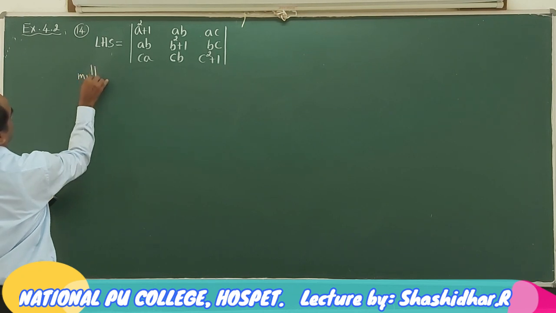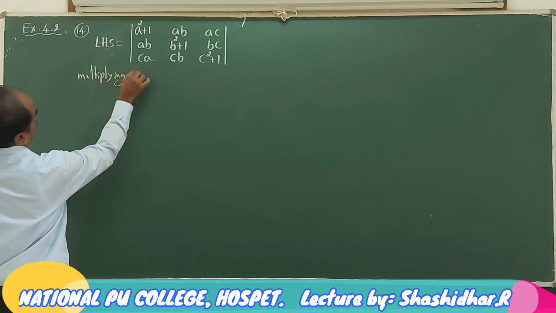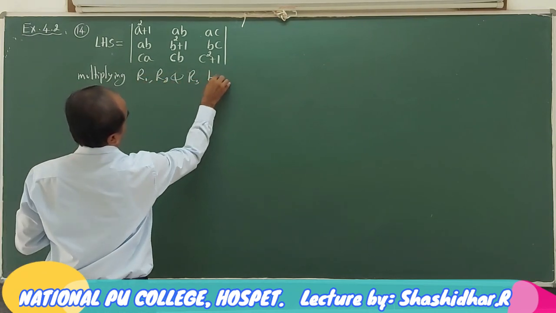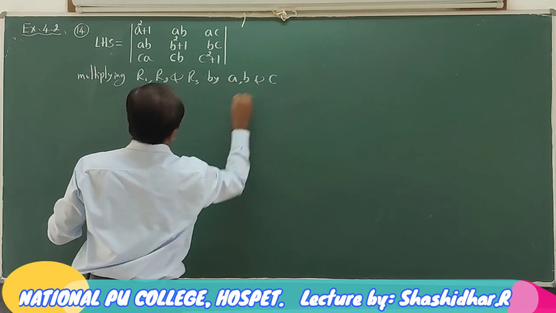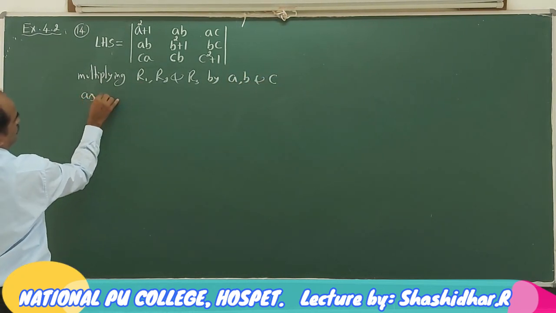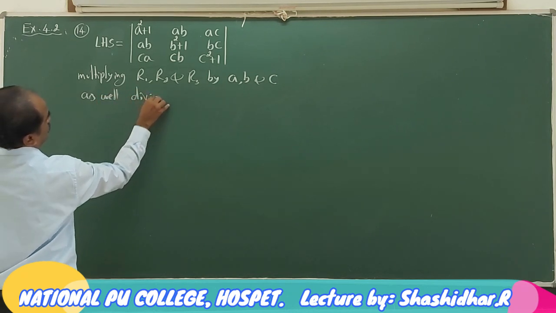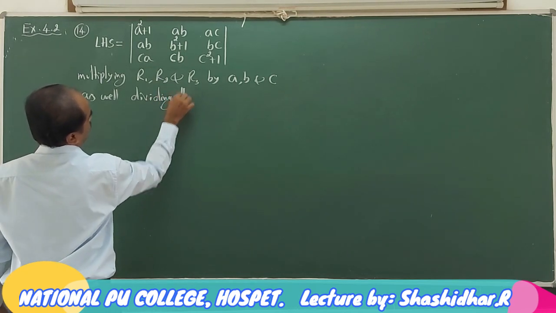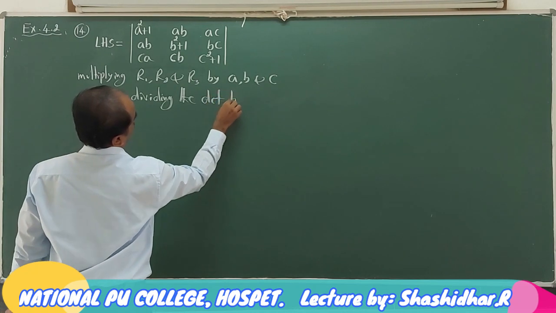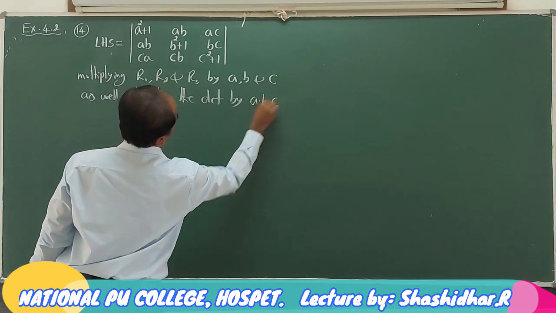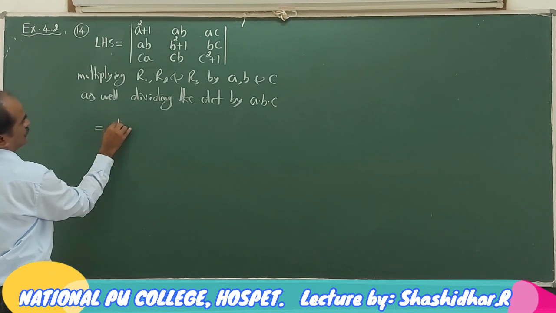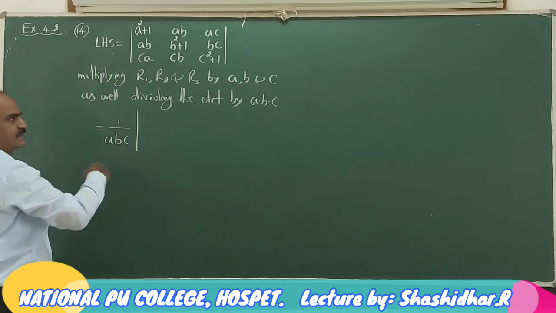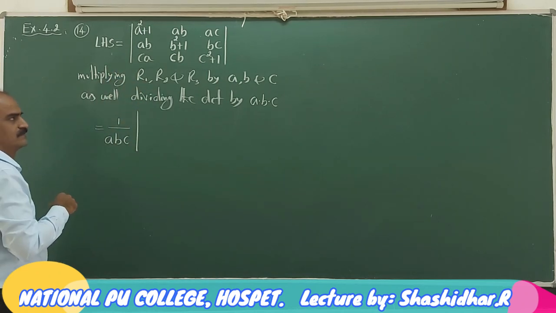So let me write, multiplying R1, R2 and R3 by a, b and c, as well as dividing the determinant by a into b into c, so that the value remains the same. So I have to write 1 by abc times the determinant, that is, I am dividing the value of the determinant by abc, because I am multiplying by abc also.